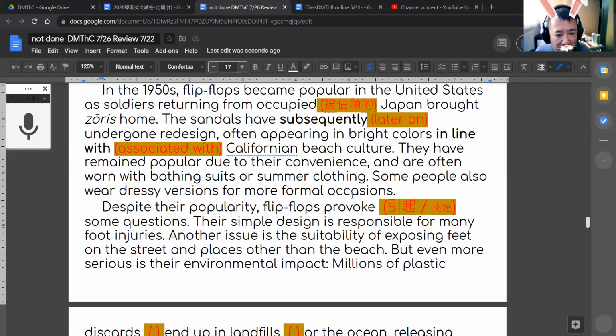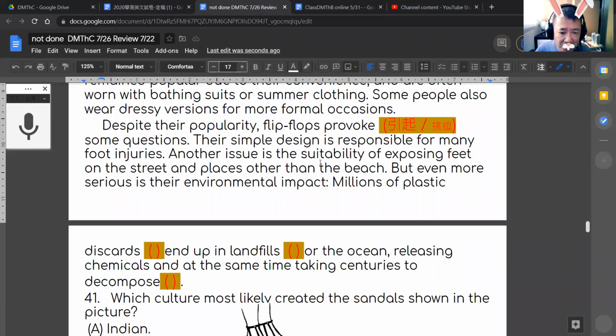They have remained popular due to their convenience and are often worn with bathing suits or summer clothing. Some people also wear dressy versions for more formal occasions. So, in other words, there are formal sandals. You can wear sandals for formal occasions too. That is the nature of fashion.